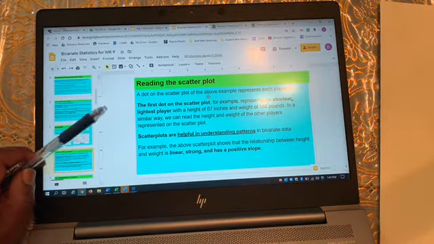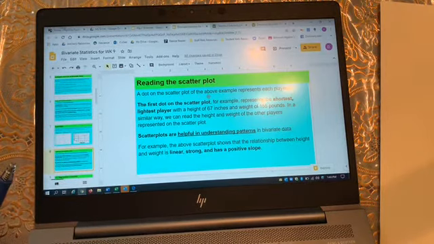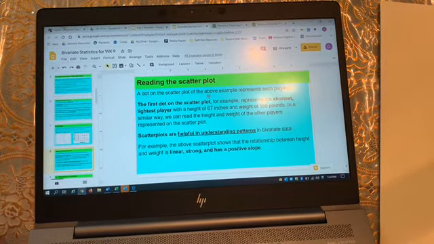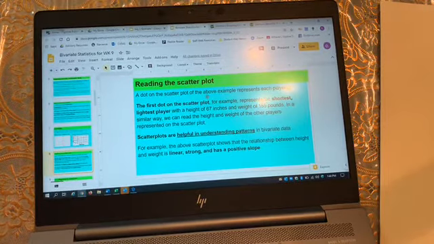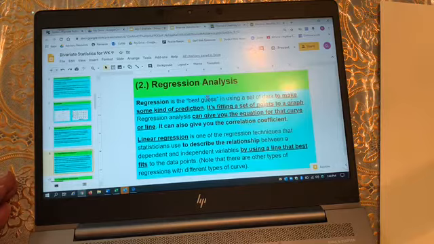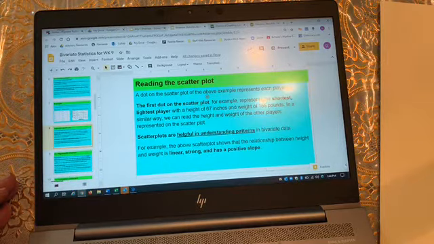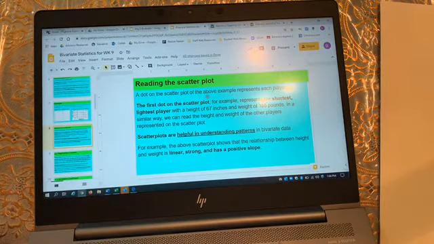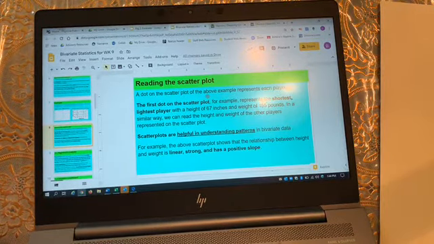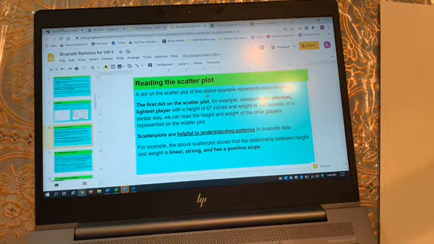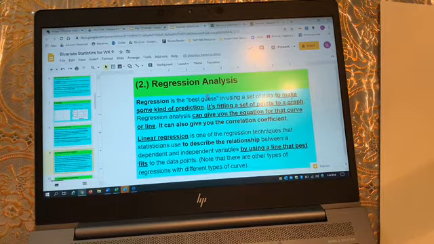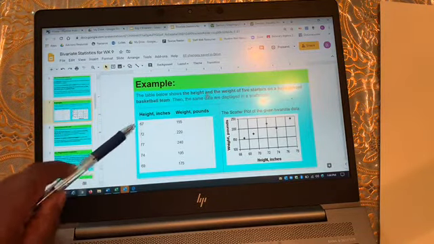Reading the scatter plot means a dot on the scatter plot represents each player. So for instance, the first dot tells you the shortest and lightest player, with a height of 67 inches and a weight of 155 pounds.